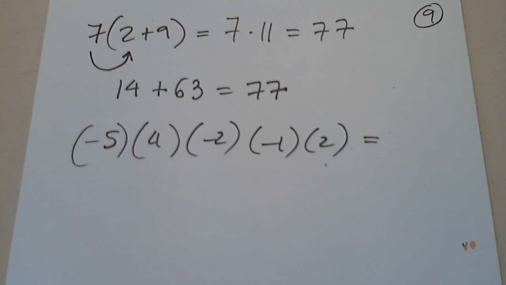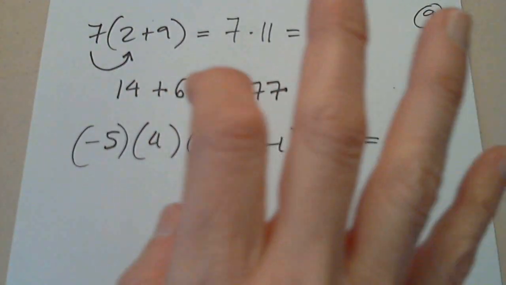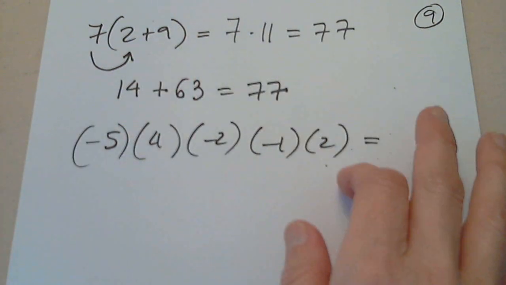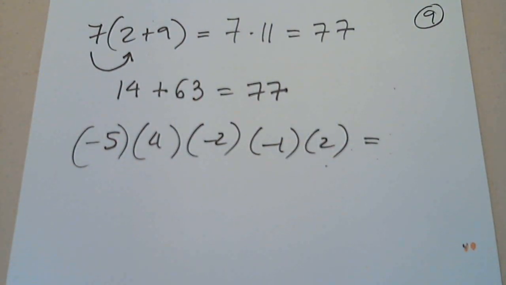So here's what I mean. 2 times 4 times negative 1 times negative 2 times negative 5. Or negative 5 times negative 1 times 4 times 2 times negative 2. It doesn't matter.